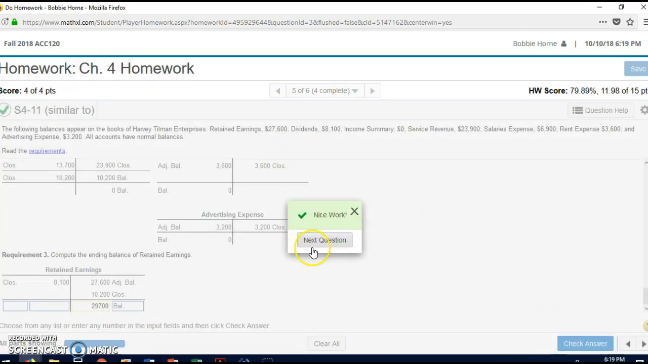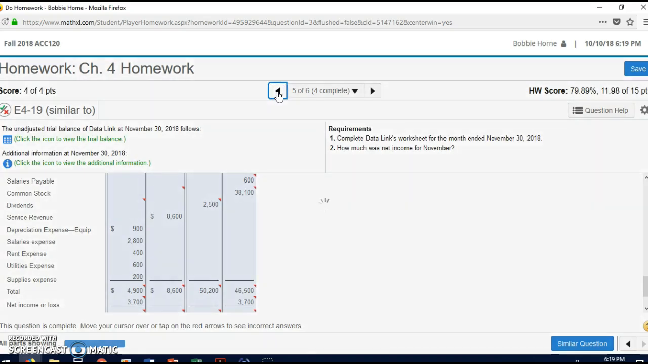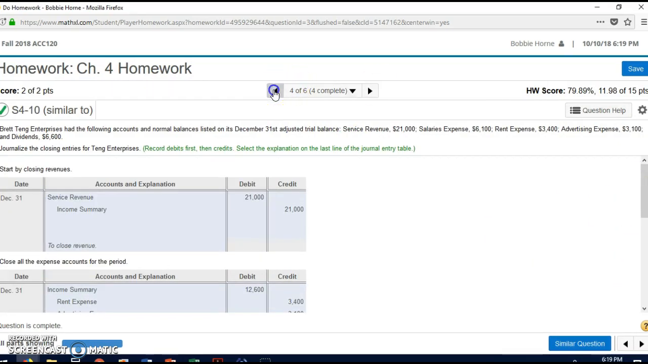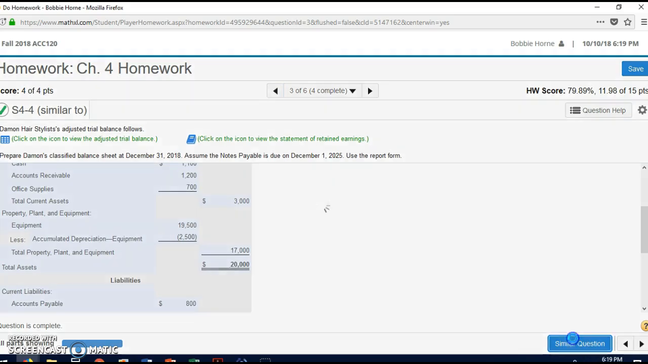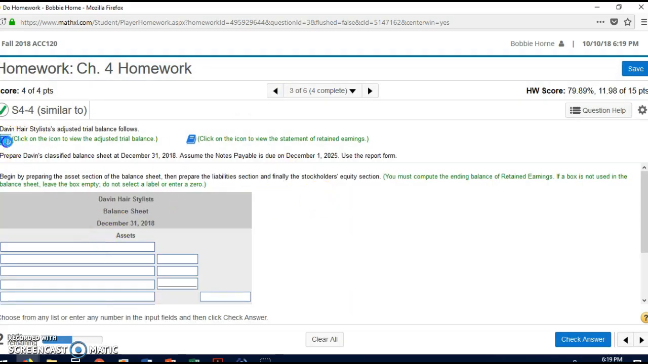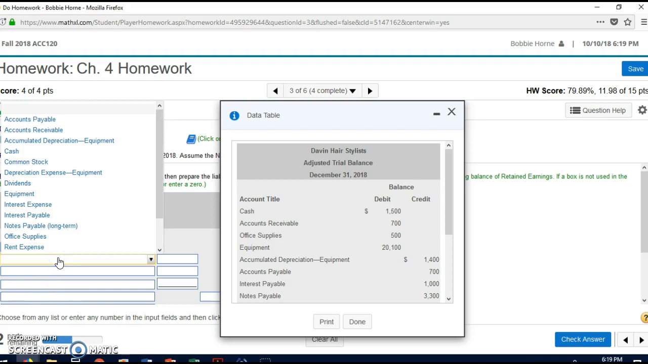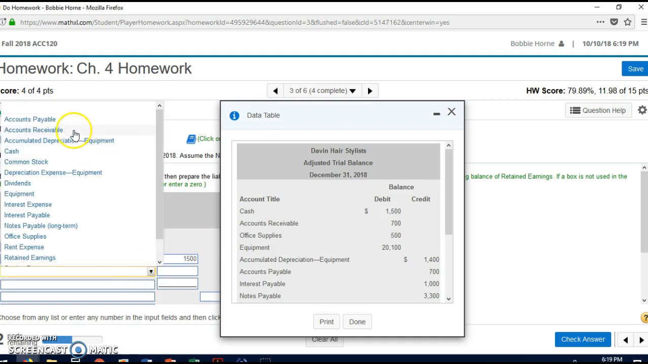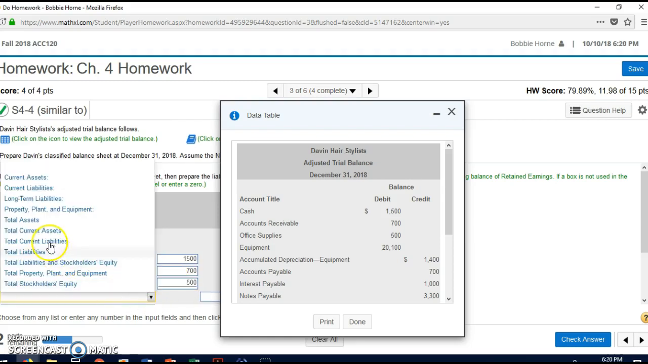Okay, the other question that I believe we had questions about was, let's see, I need to go back and work number 6 again, but I think the other question was this balance sheet, so I will work another one of those. So you just need to click on your trial balance and put your assets in. So this is going to be first current assets, cash of 1,500, and then accounts receivable of 700, and then office supplies of 500. And you need to get your total here.